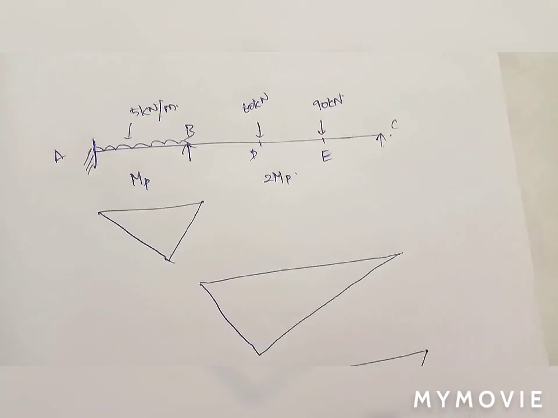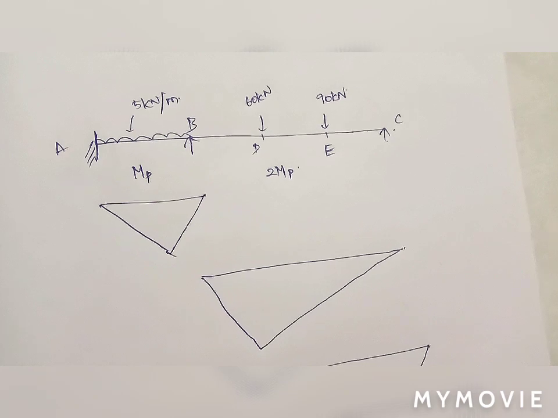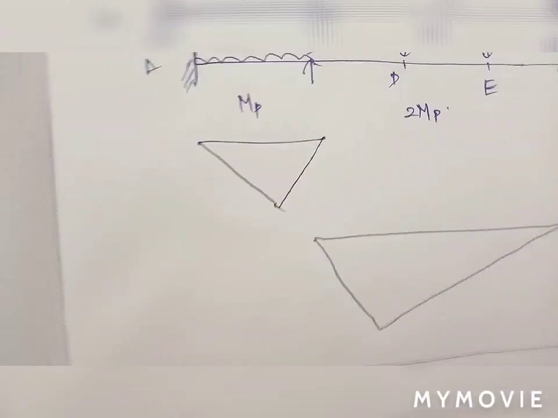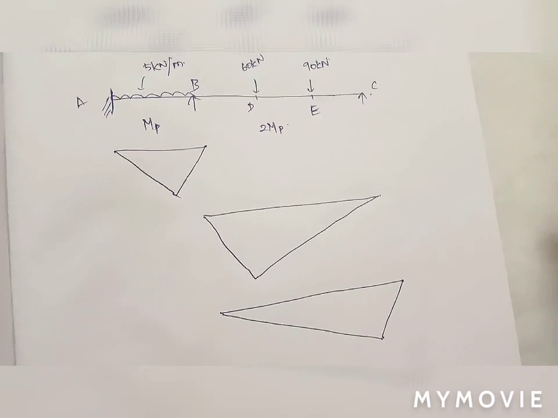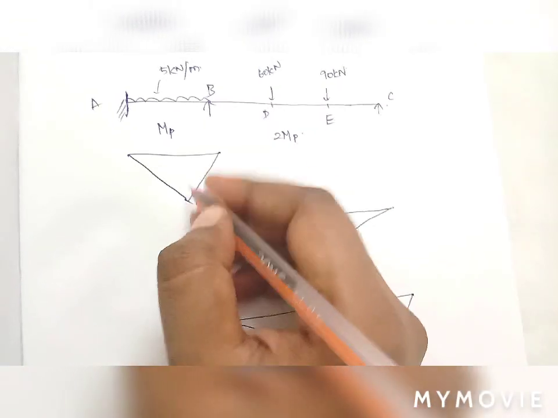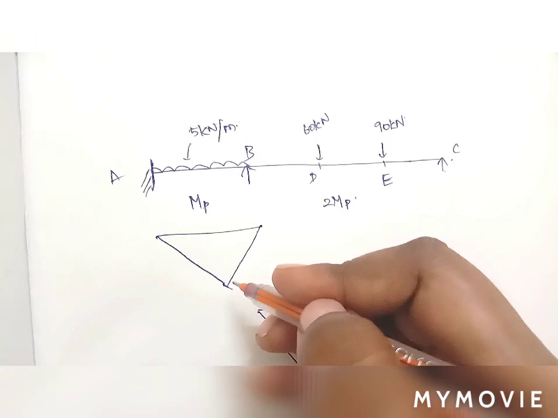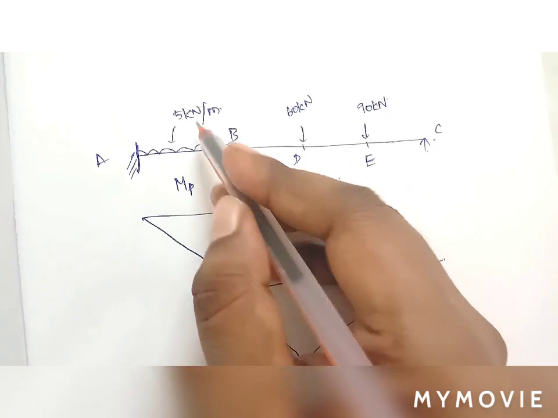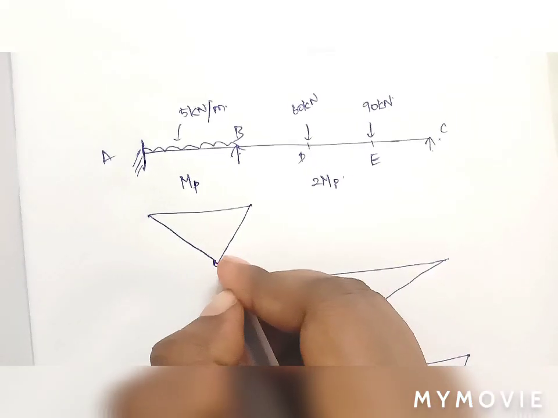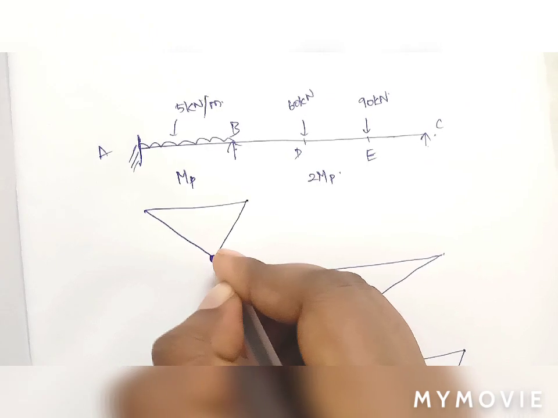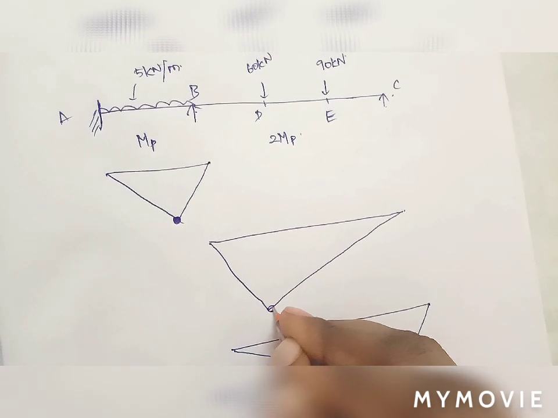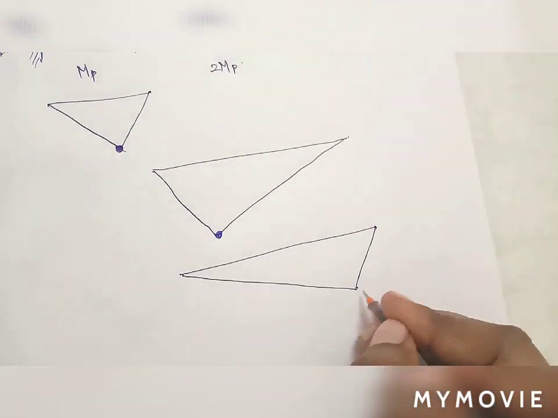Now we have to plot the plastic hinges and the mechanical hinges. I have already calculated that the number of plastic hinges is equal to 5. So the 5 plastic hinges will occur at the point of loading. In the case of the 5 kilonewton load, since it is a symmetrical section, the plastic hinge will occur at the midpoint of the section. Here the point load we can plot easily at the point of the load, and also the next load.